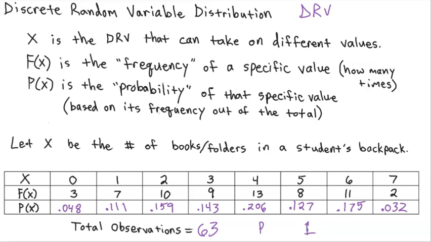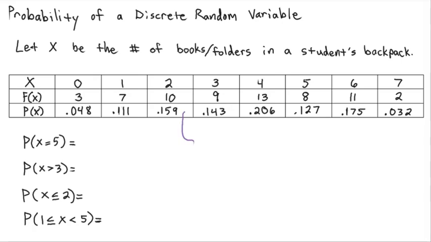So the probability of getting anything from 0 up to 7 would be equal to 1, okay? But the probability of getting just 2, that's going to be 0.159. The probability of getting just 5, that's going to be 0.127. All right, so like we were just saying, the probabilities of certain numbers, that's what this is saying here.